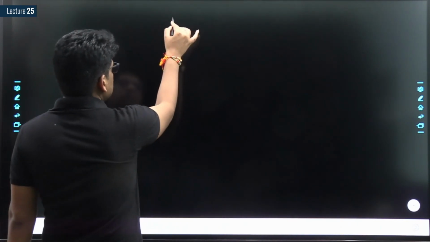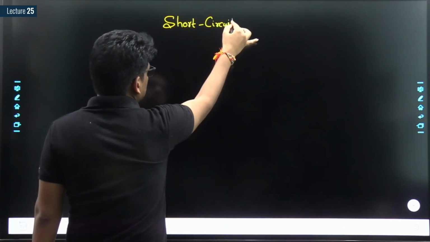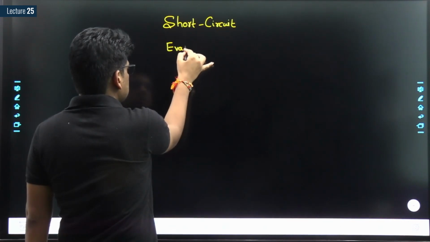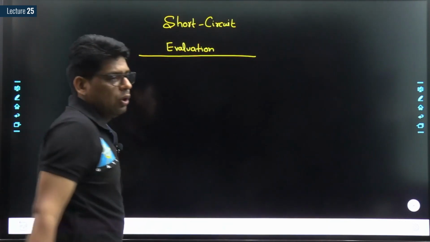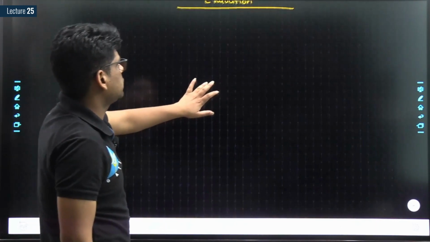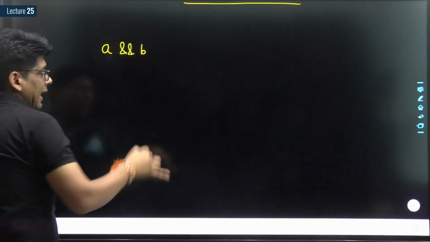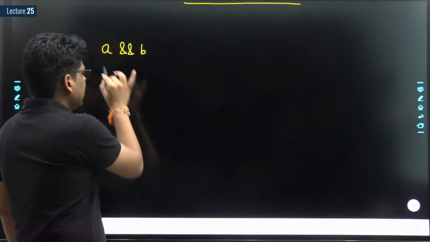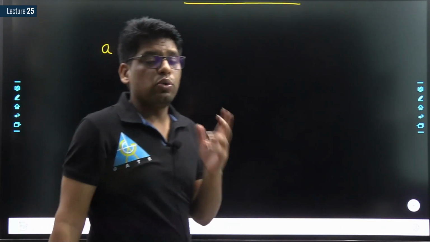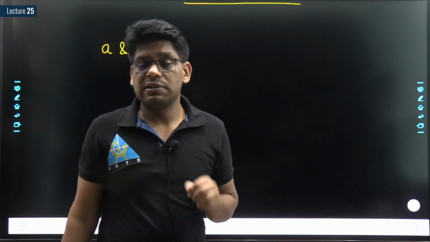Okay, let me discuss something called short circuit evaluation, or the short circuit property of logical AND and logical OR. We have A and B. We are saying the result will be true only when both of them are true. If any of them is 0, then what would be the result? The result would be 0.